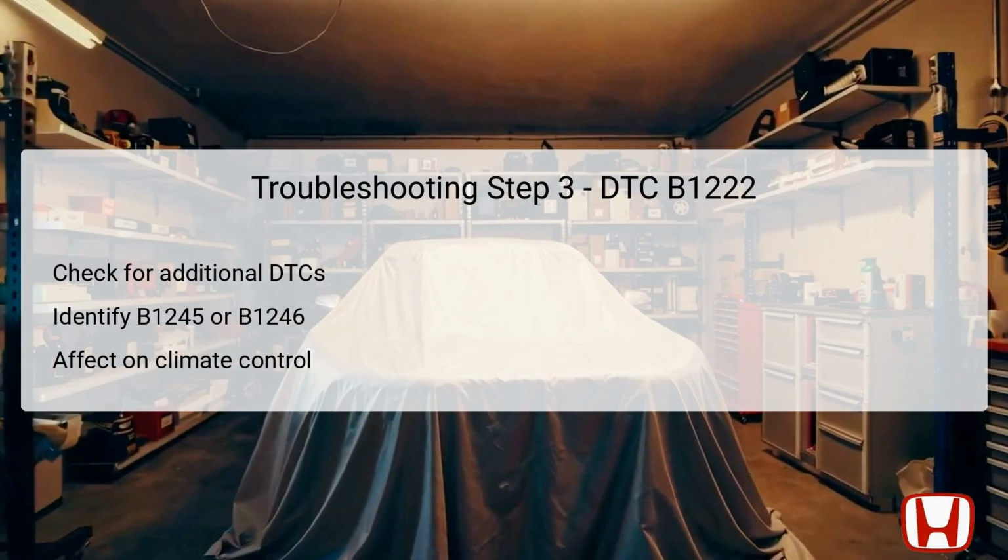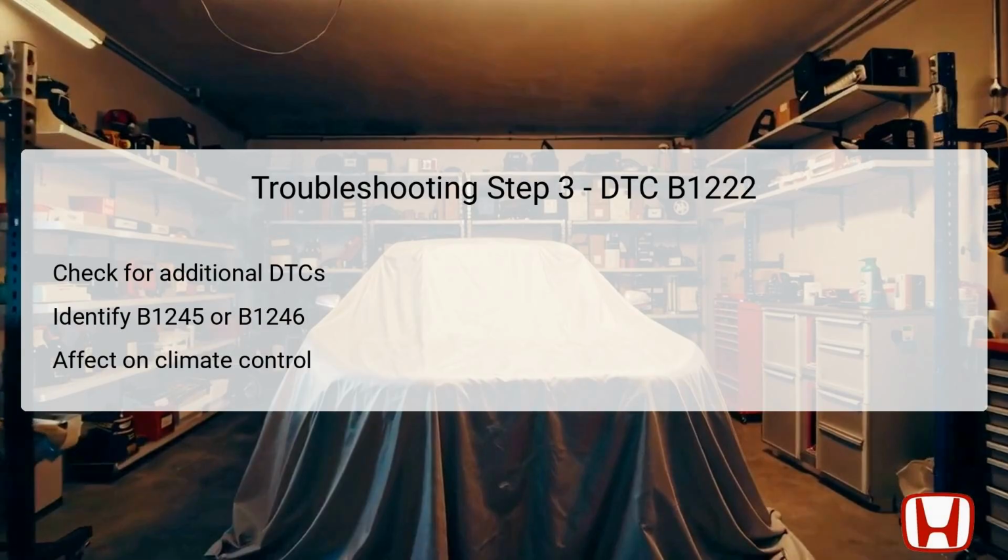The third troubleshooting step requires a further look into additional diagnostic trouble codes that may accompany DTC B1222. The technician should check for DTCs B1245 or B1246, which are related to the rear mode control motor and its impact on the climate control system. If these codes appear along with B1222, they indicate that further examination into the rear AC control unit is necessary.